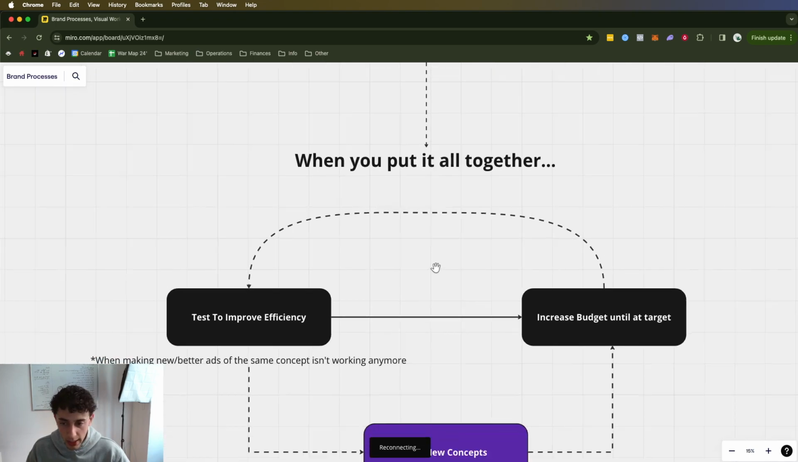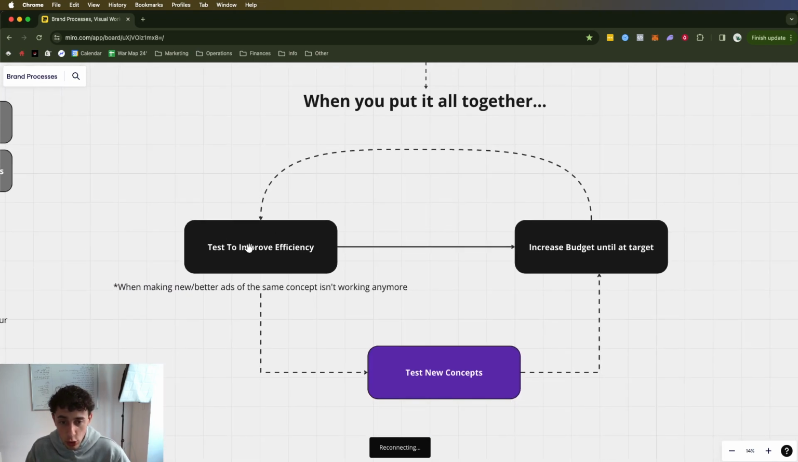Now, when you put it all together, you test to improve efficiency, and when you improve your efficiency, you have that increased margin, your CPA lowers, you increase budget until you're at your target. Then you test to improve efficiency, and then you increase budget until you're at your target. Then you test to improve efficiency, and you just continue doing this over and over again. And then the next thing you know, you're doing millions per year.